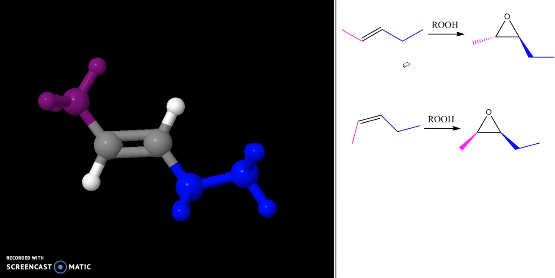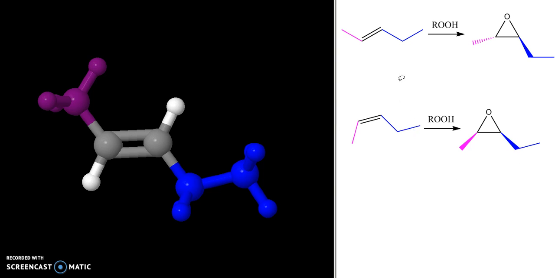Let's look at the epoxidation of an alkene with a peracid, and I want to focus on why we get different products depending on the isomer we start with. For instance, in this example, if we start with the trans 2-pentene, I get an epoxide where the methyl group and the ethyl group are trans to one another, whereas if I start with cis 2-pentene, I get a product where the methyl group and the ethyl group are cis to one another.